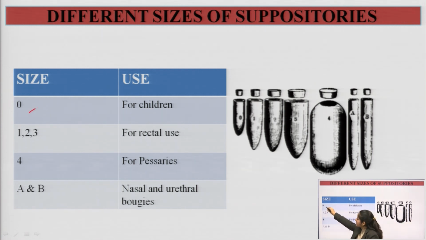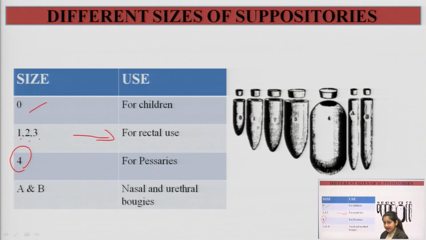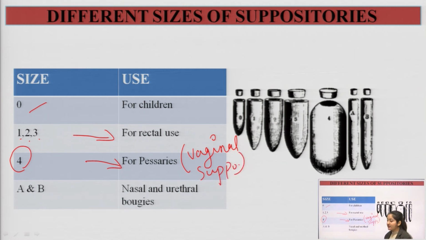If the size is 0, then the suppository is used for children. If the size ranges from 1, 2 and 3, then the suppository is majorly used for rectal use. If the size is labeled as 4, then the suppository becomes useful as a pessary. Here I would like to remind that pessaries are nothing but vaginal suppositories.